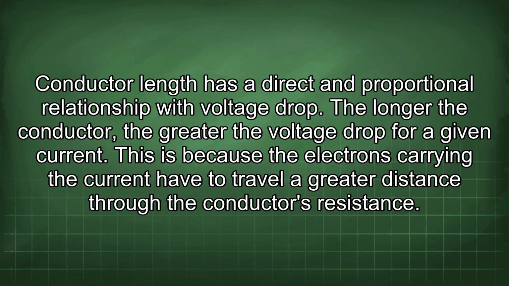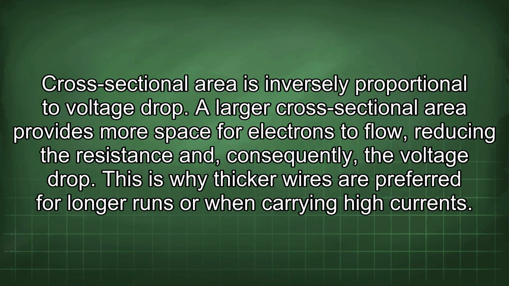Conductor length has a direct and proportional relationship with voltage drop. The longer the conductor, the greater the voltage drop for a given current. This is because the electrons carrying the current have to travel a greater distance through the conductor's resistance. Cross-sectional area is inversely proportional to voltage drop. A larger cross-sectional area provides more space for electrons to flow, reducing the resistance and, consequently, the voltage drop. This is why thicker wires are preferred for longer runs or when carrying high currents.